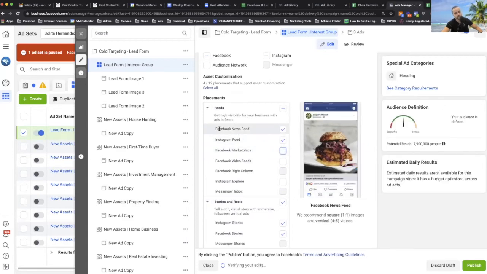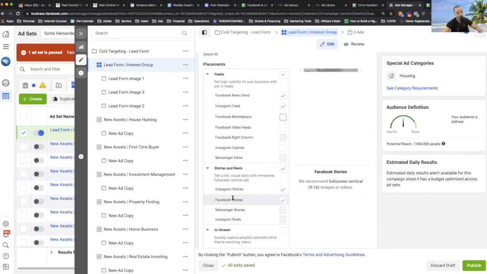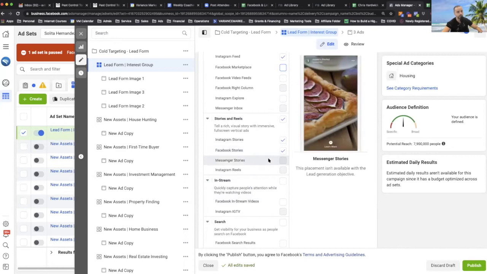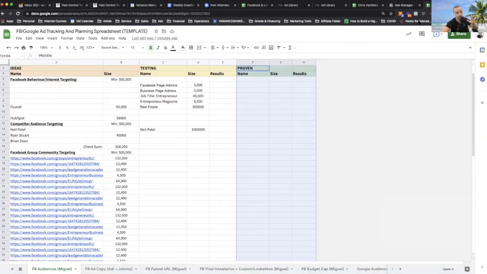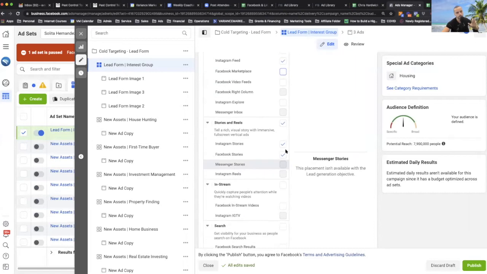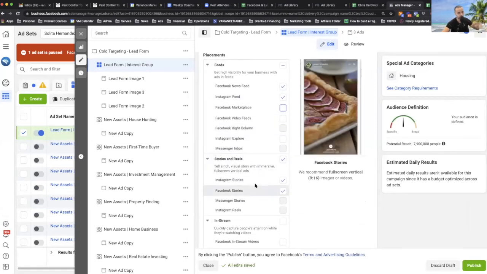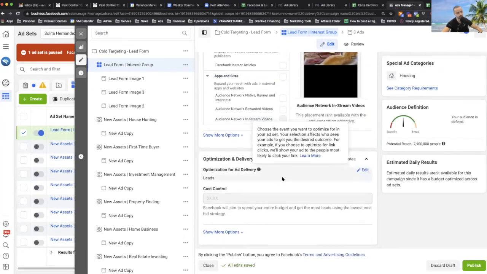I only want Facebook news feed to see my ad, Instagram feed to see my ad, Instagram stories to see my ad, and Facebook stories to see my ad. Everything else you're going to deselect for now, just while you're testing the audience targeting. And once you have a proven ad set, then you can start split testing placements later on. But for now, just work with the best placements, which are Facebook newsfeed, Instagram newsfeed, Instagram stories, and Facebook stories. Those are usually the best high converting ones that are the cheapest cost per acquisition, okay?